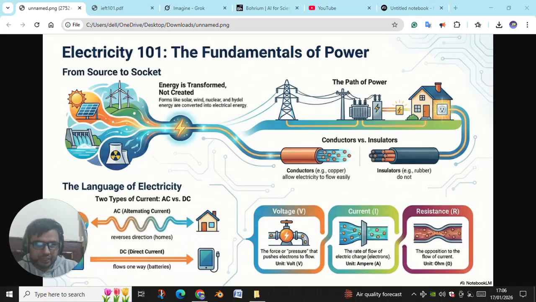Today we will study electricity, the fundamental of power, from source to socket.